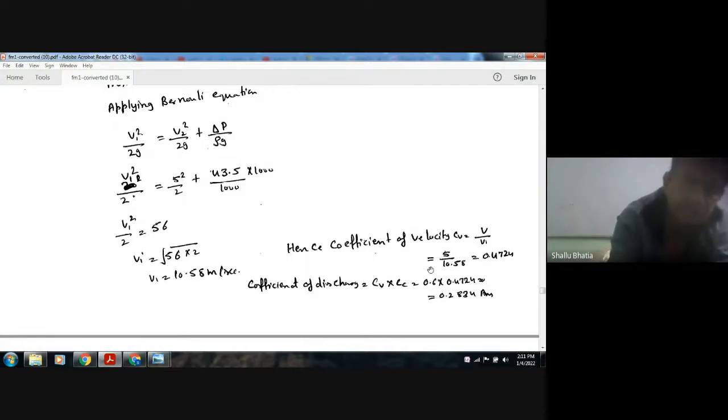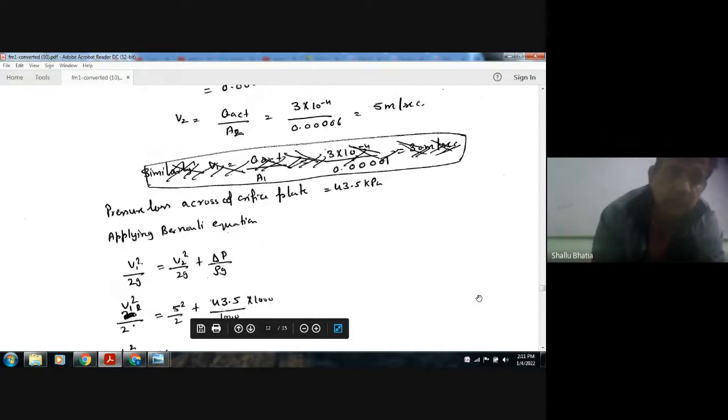And the coefficient of discharge is the multiplication of CV into CC. CC is 0.6, given, and CV is 0.4724. The coefficient of discharge is 0.234.